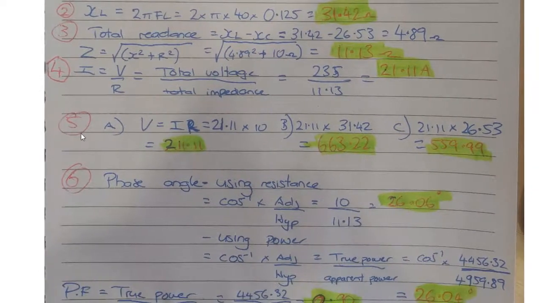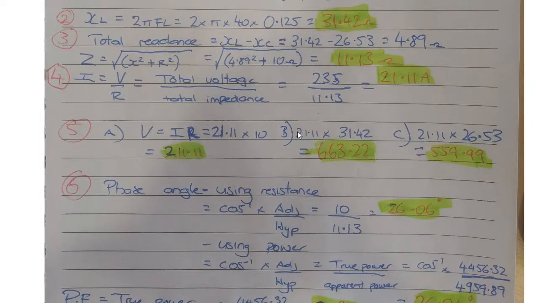Question 5 was find the voltage across each component. Again, this is a simple case of V equals IR, basic Ohm's law. So I substitute in my current, 21.11. The current's going to be the same at every point. And the resistance of that component, in this case the first one, was the resistor. So we have 10 ohms on the resistor, 21.11 times 10, 211.1.